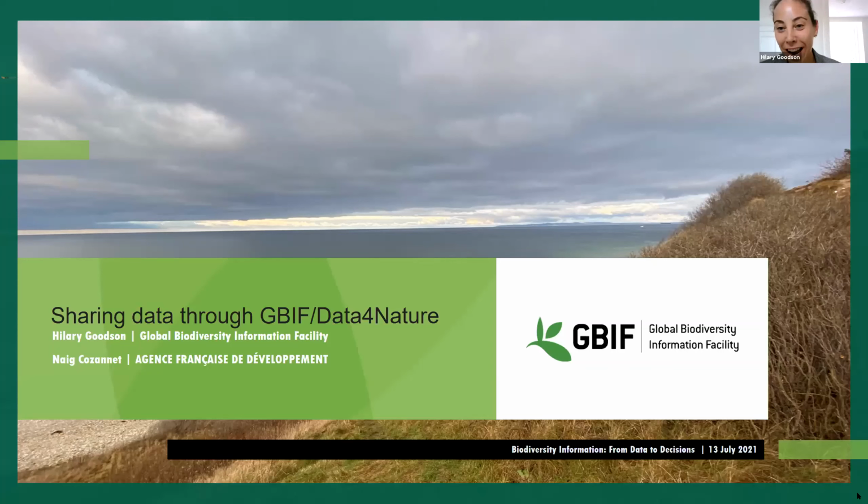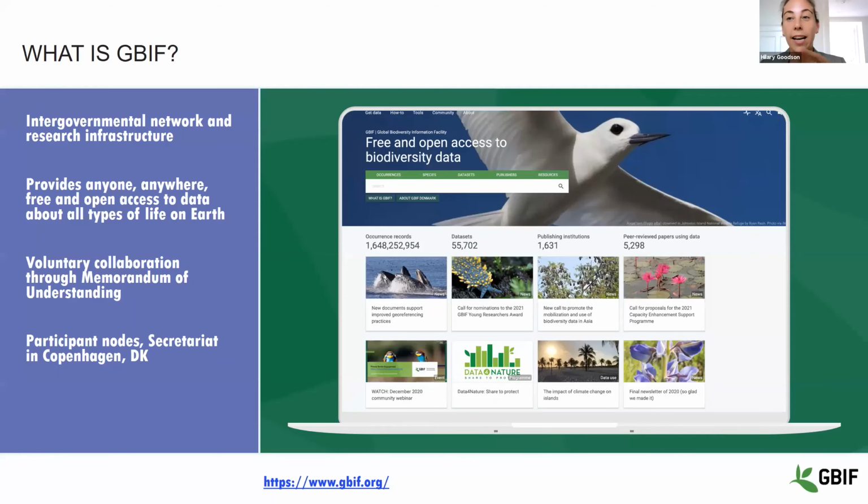Right, so I'm Hilary and I'm the Strategic Partnerships Officer at GBIF and delighted to be here. I'm presenting on data collection and collation, really following on from what Abisha just identified. This presentation firmly looks at that data supply and collection side. So I'm going to talk about data sharing through GBIF and specifically the joint GBIF AFD initiative Data for Nature as an example of how we can broaden this engagement and align commitments to support mainstreaming of biodiversity.